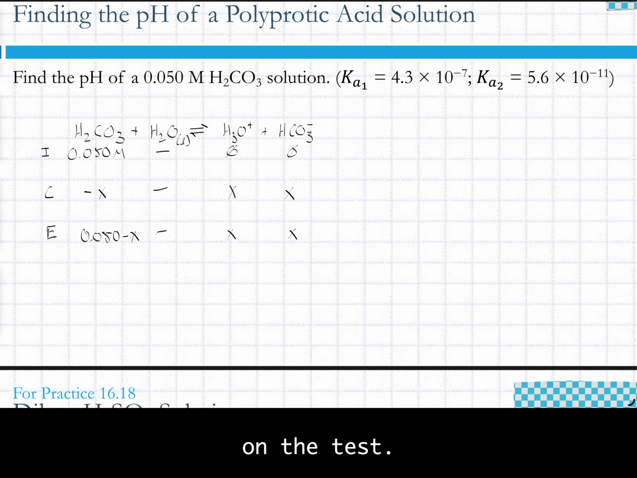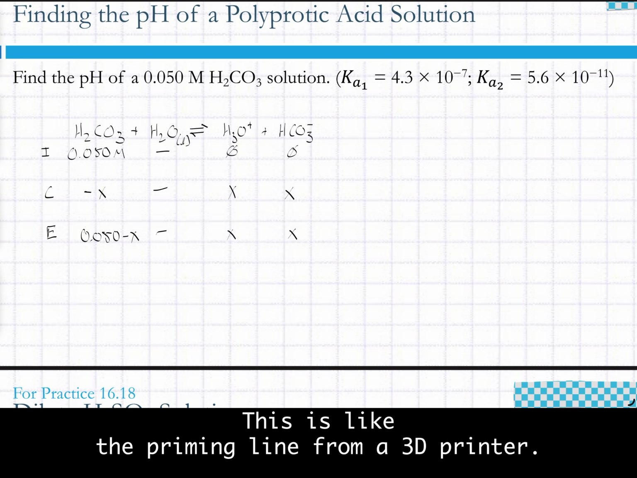And this is something that I saw on the test. What the heck? This is like the priming line from a 3D printer.